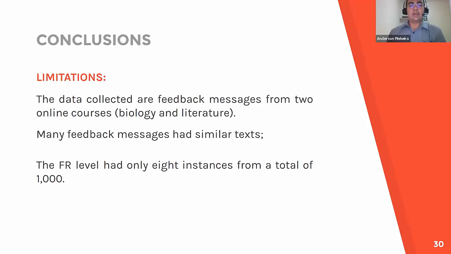And the FR level, that is the level about the self-regulation, had only 8 instances from a total of 1,000, which was not enough to train a classifier.